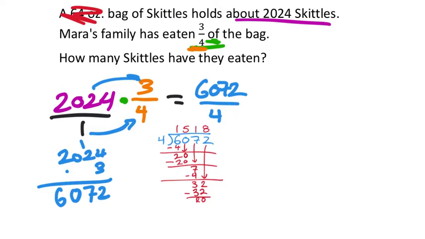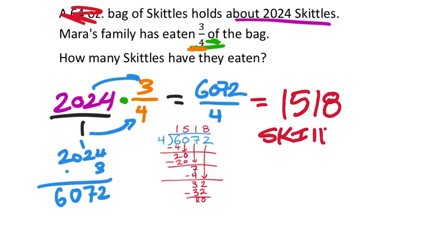So, the original question here, how many Skittles have they eaten? Well, after we did the division, we found 1,518. It seems like a lot of Skittles, but I guess it didn't really specify how long it took. If that was overnight, during a movie night or something like that, that's a lot of Skittles right there. Could be bouncing off the wall for days, but it's just a math problem.